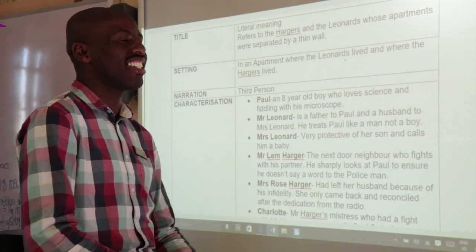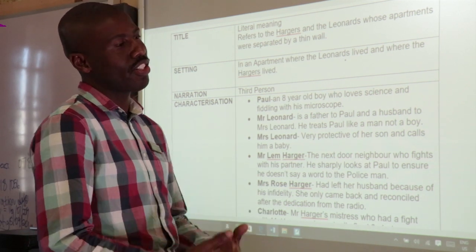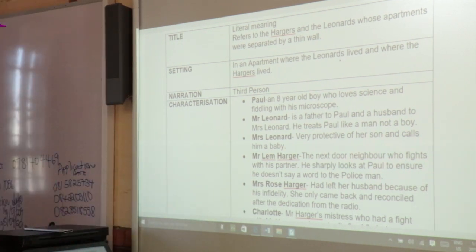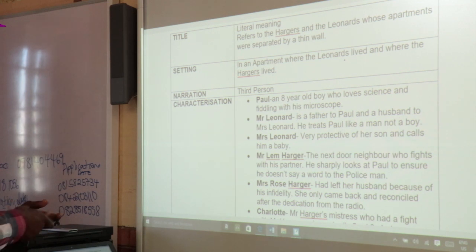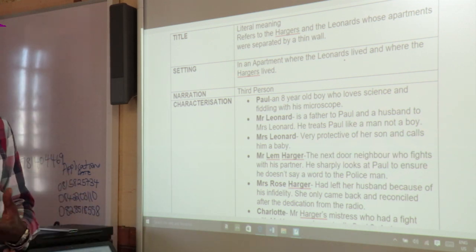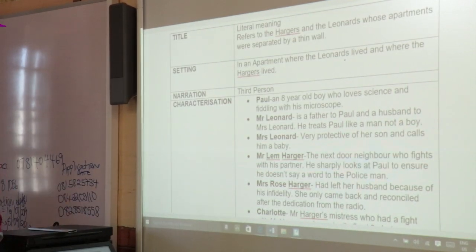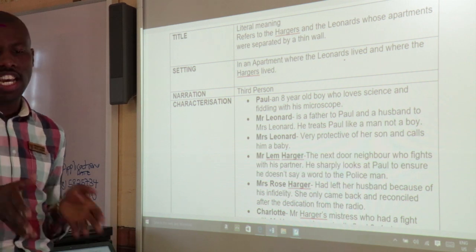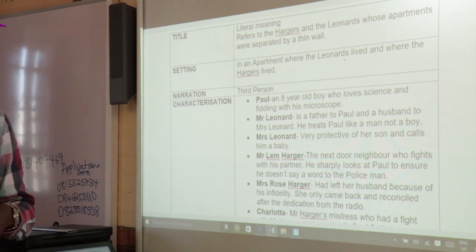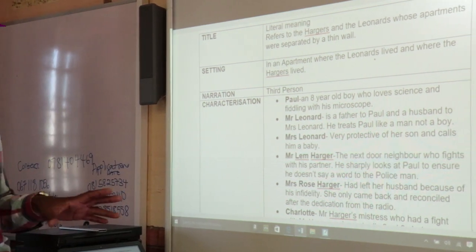They must not just generalize. So it means they must know the stories as they know themselves. So the title, Next Door, literally refers to the Huggers and the Leonards. We know those are neighbors whose apartments were separated by a very thin wall. In other words, if we are here and you are speaking loudly, the next door neighbor will hear exactly what you're saying, everything that you are saying.